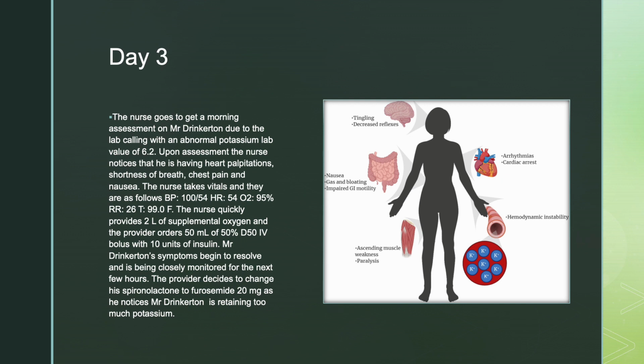The nurse takes vitals and they are as follows. Blood pressure 100/54, heart rate is 54, O2 is 95%, respirations are 26, and the temperature is 99. The nurse quickly provides 2 liters of supplemental oxygen. The provider orders a 50 milliliter of 50% D50 IV bolus with 10 units of insulin. Mr. Drinkerton's symptoms begin to resolve, and he is now closely being monitored for the next few hours.